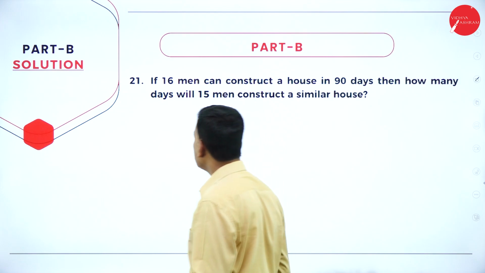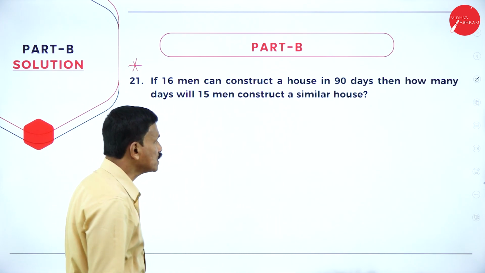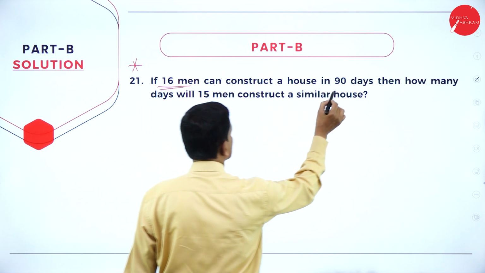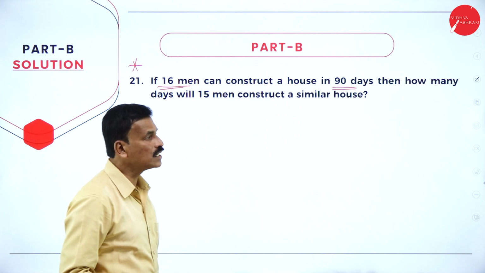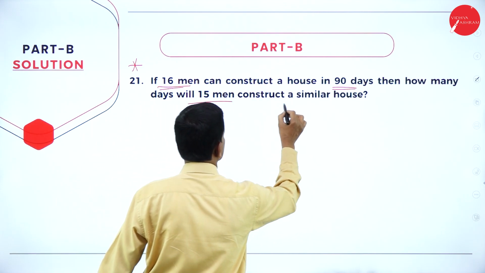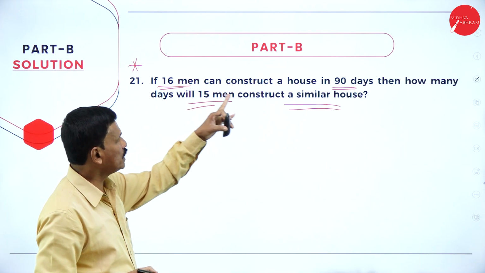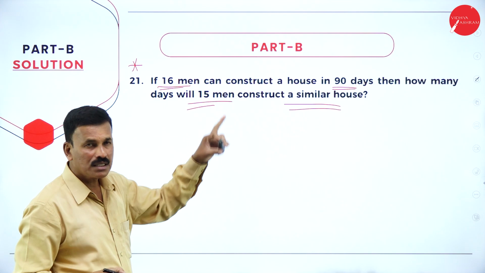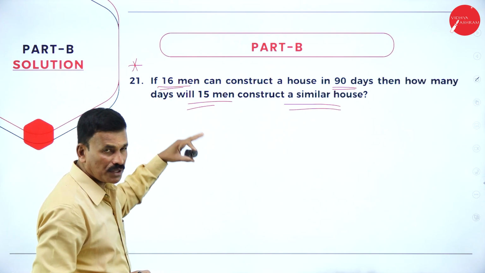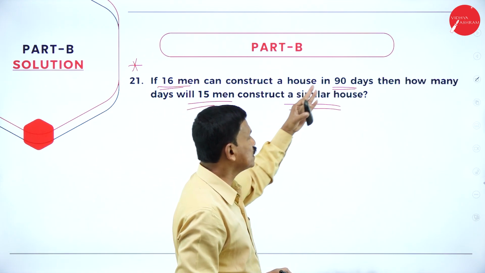This is also a very important problem from ratios and proportions. If 16 men can construct a house in 90 days, then in how many days can 15 men construct a similar house? Here 16 men can construct a house in 90 days. That means the number of persons decreases to 15 men. If the number of persons decreases, it means the number of days it will take is more.